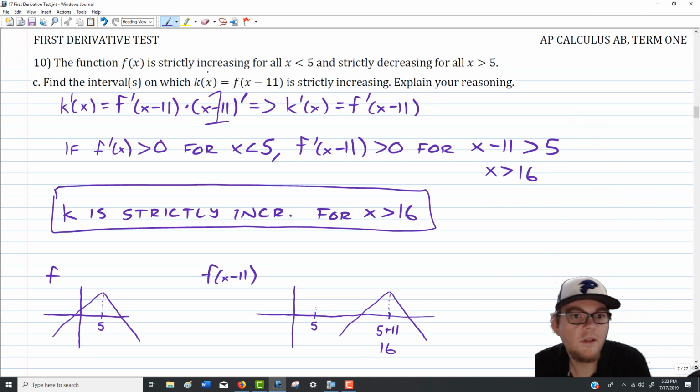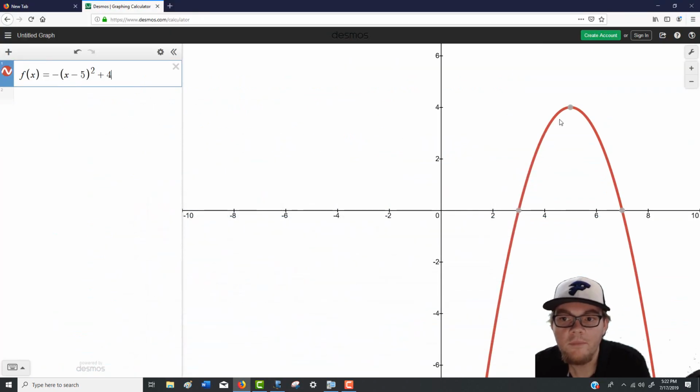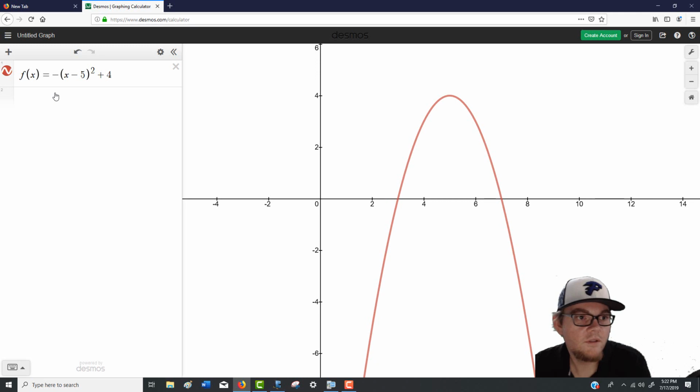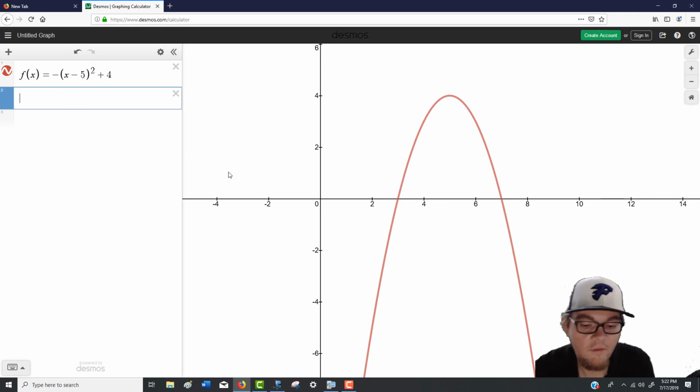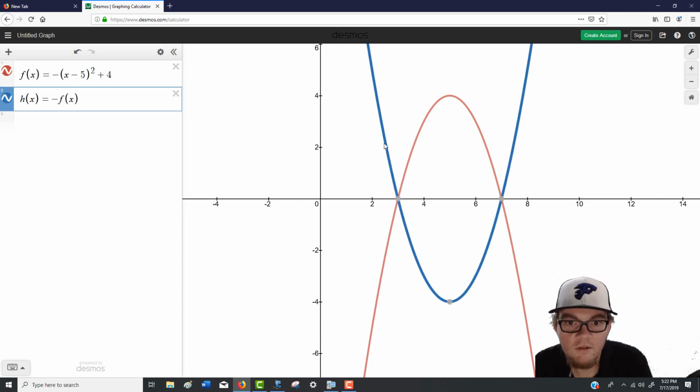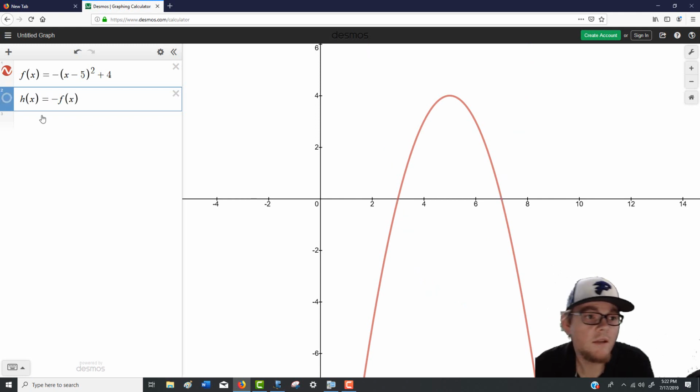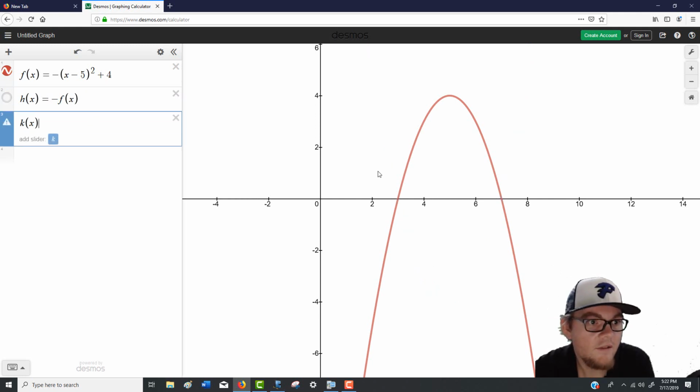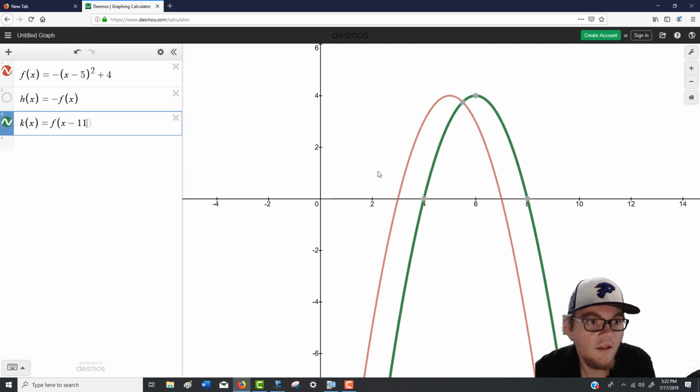So we were supposed to find a function that was strictly increasing for x less than 5 and strictly decreasing for x greater than 5. So if that's 5, strictly increasing, strictly decreasing. Our first question to ask ourselves was, what happens when we deal with negative f of x? I think we had h of x was equal to negative f of x. Well, look at that. Strictly decreasing for x less than 5. So our work in 10b was correct. Finally, we had k of x equals f of x minus 11.